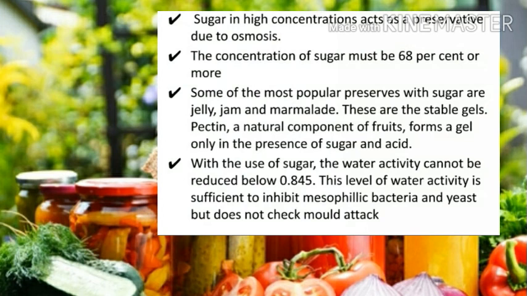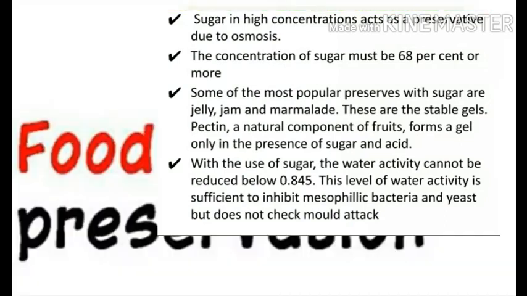Pectin, a natural component of fruits, forms a gel only in the presence of sugar and acid. With the use of sugar, the water activity cannot be reduced below 0.845. This level of water activity is sufficient to inhibit mesophilic bacteria and yeast, but does not check mold attack.